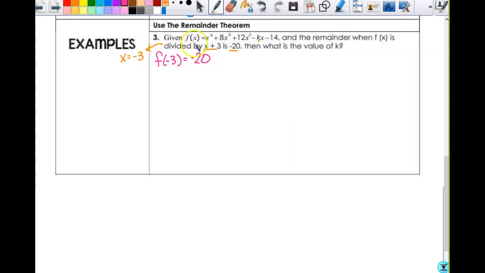I can say then, all right, well, this is f of x. So I know from this, f of negative 3 equals, and then when I substitute it in, negative 3 to the 4th plus 8 times negative 3 to the 3rd plus 12 times negative 3 squared minus k times negative 3 minus 14. Not only does it equal f of negative 3, that equals negative 20 because I got that from here.